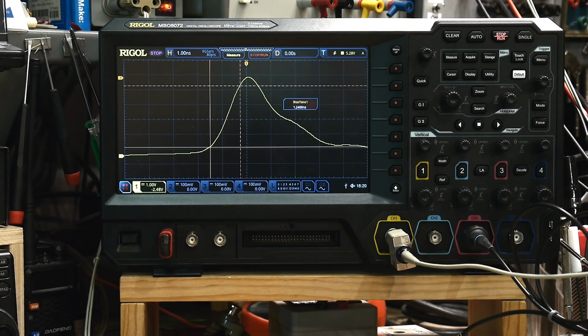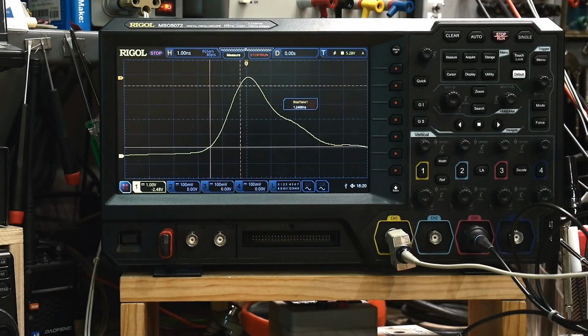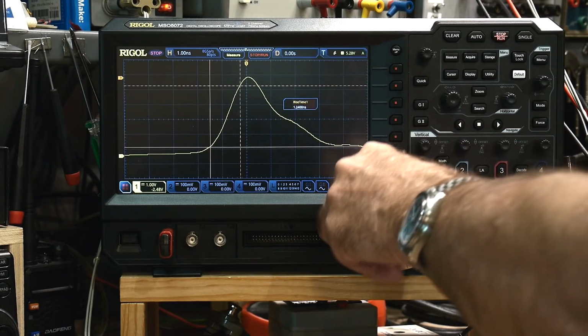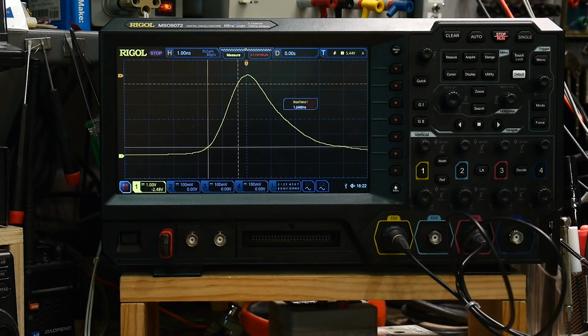Wow. So what did we learn? I learned something today. I learned that the probes that come with the Rigol are very, very good probes. Quite impressed with those. I think I need a better pulser. And I'm working on that.